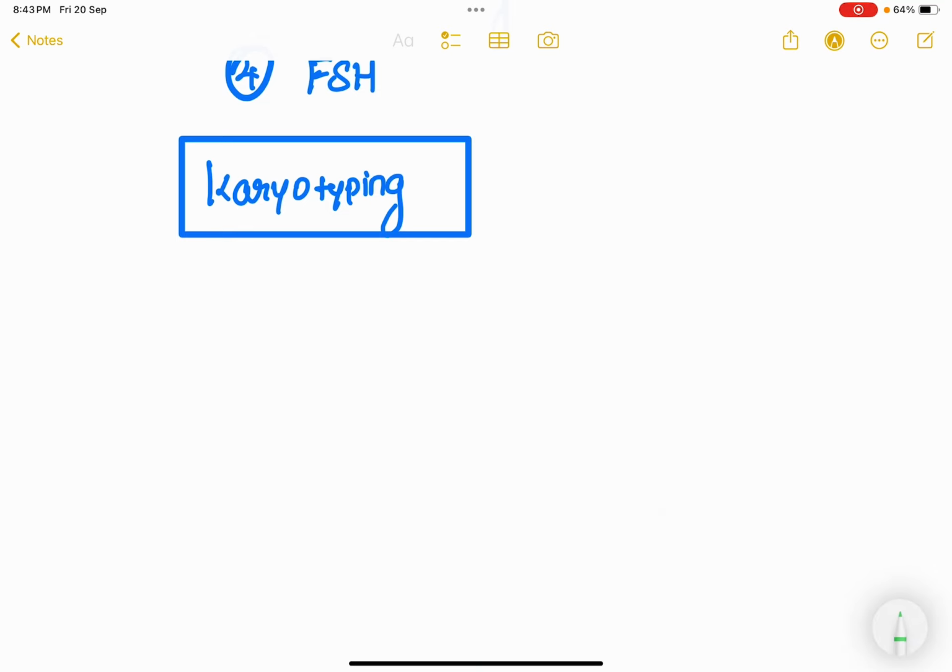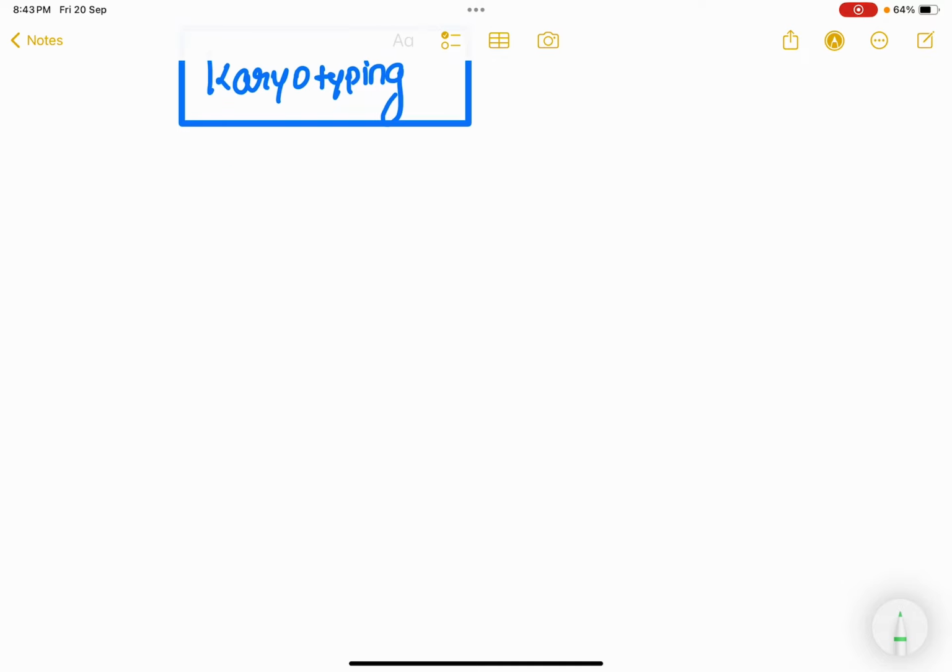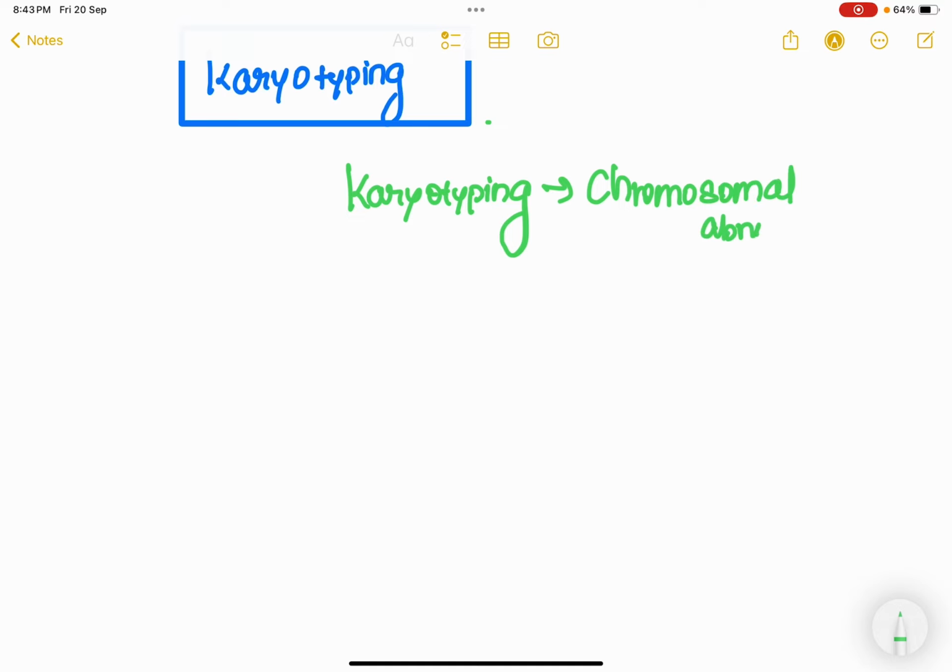By doing karyotyping, we can find whether the female is having Turner syndrome, Swyer syndrome, Mullerian agenesis, or whether androgen insensitivity syndrome is present, or Kallmann syndrome is present as well, right? So karyotyping is actually done in order to find any chromosomal abnormalities, right?